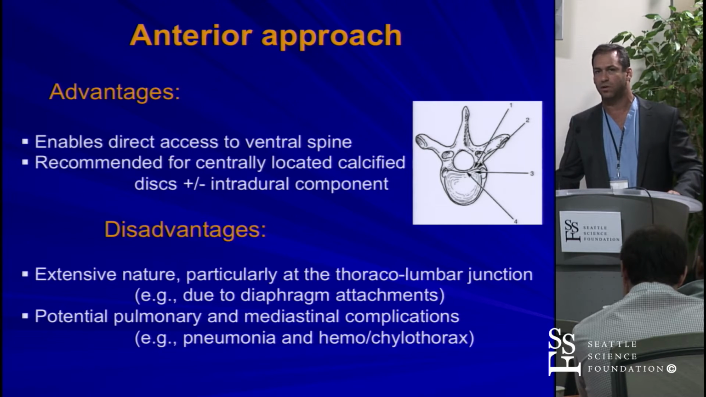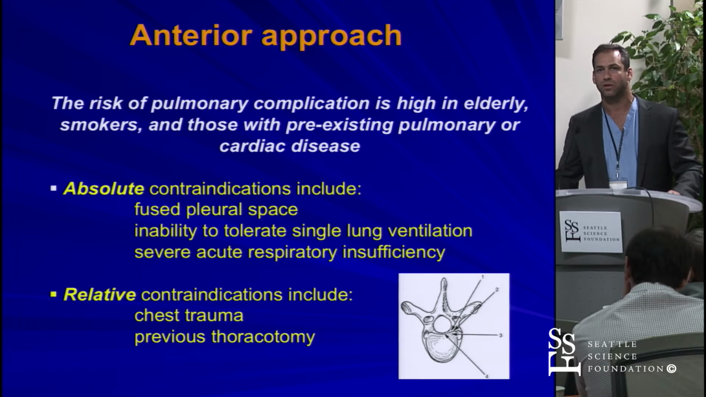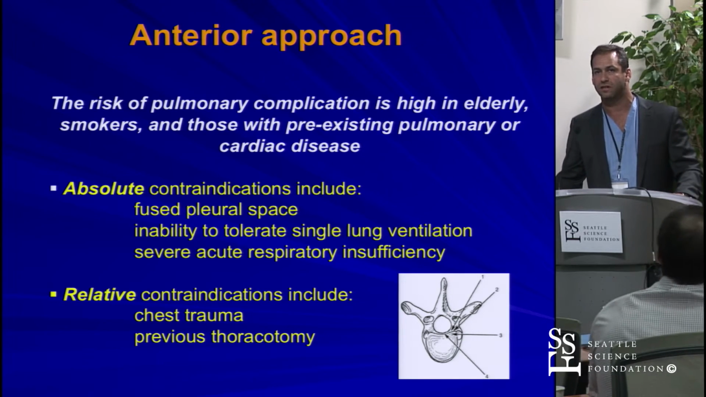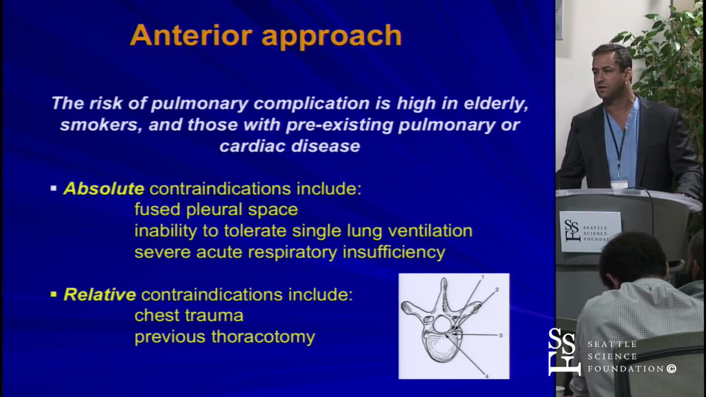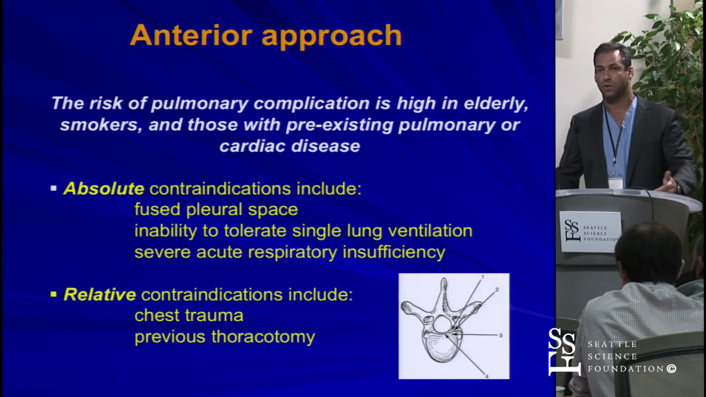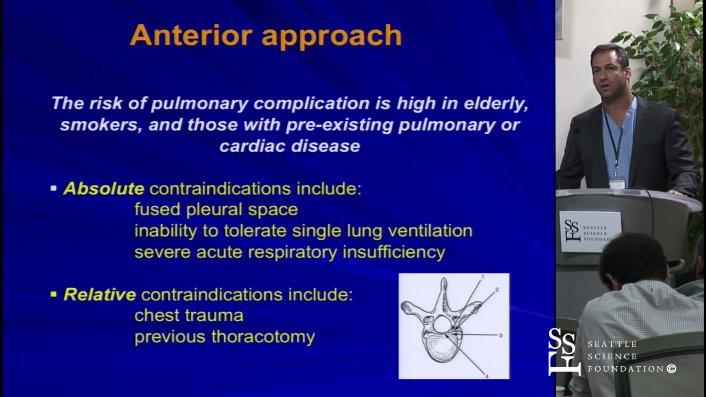And of course, the potential pulmonary and mediastinal complications that were noted. The risk of pulmonary complications is significantly higher in the elderly, in smokers, and in those, as we said, with pre-existing pulmonary or cardiac disease, and certainly this leads to contraindications to surgery, or to an anterior surgery. Patients that have had a fused pleural space, whether it was iatrogenic or occurred on its own, and the inability to tolerate single lung ventilation.